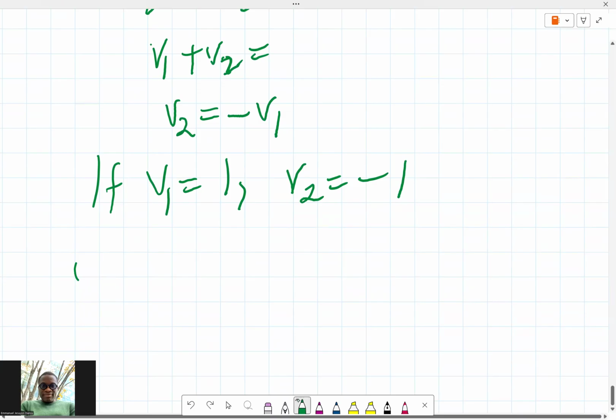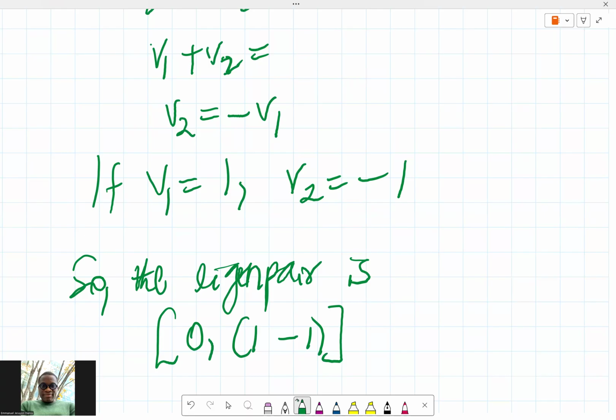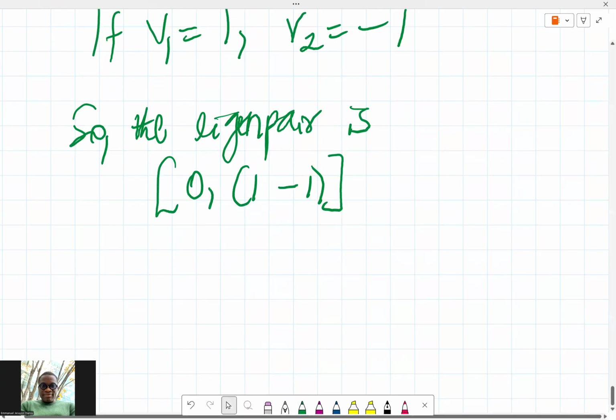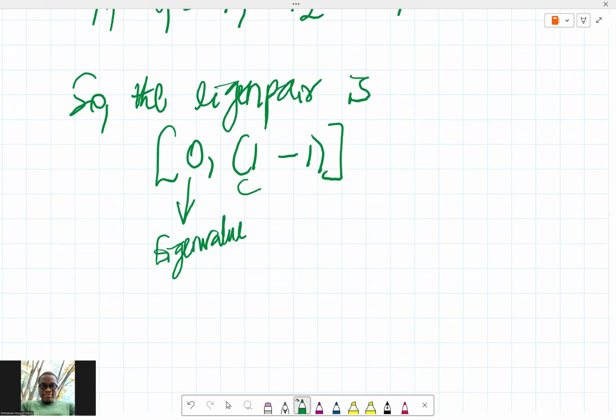So we are going to have the eigenpair. The eigenpair would be the eigenvalue, which is 0, into 1, minus 1. That's the eigenpair for this. So an eigenpair is the putting together of the eigenvalue and the eigenvector, which is the principal component.